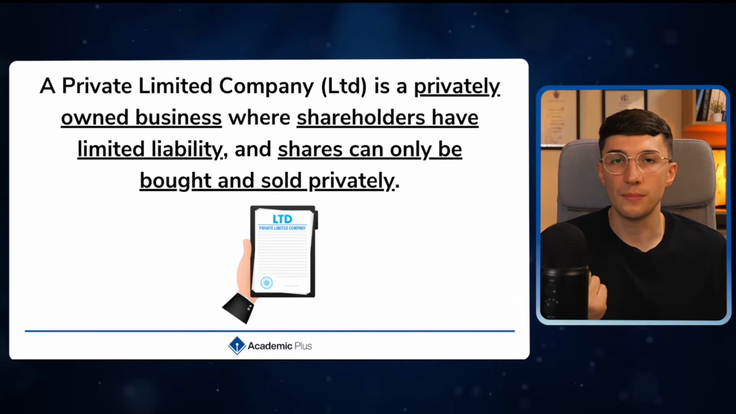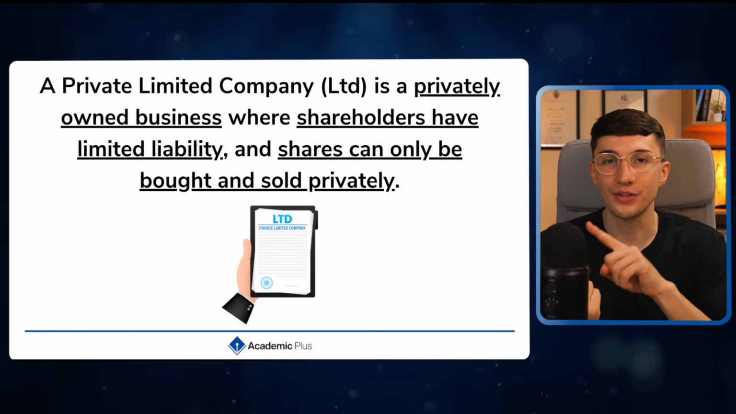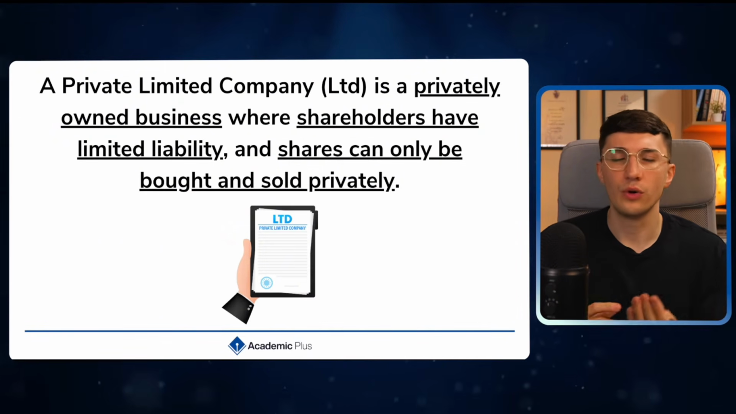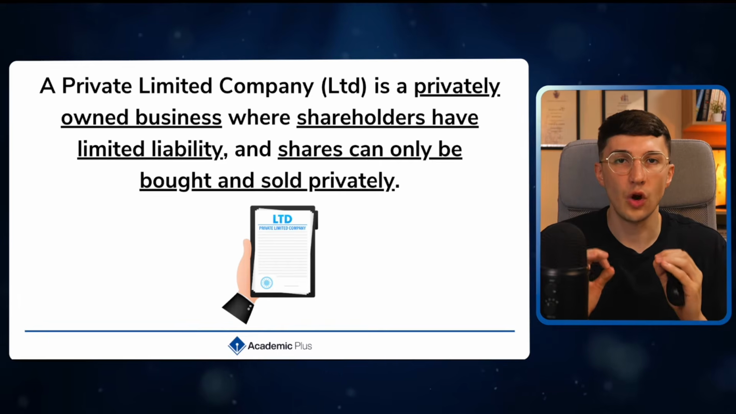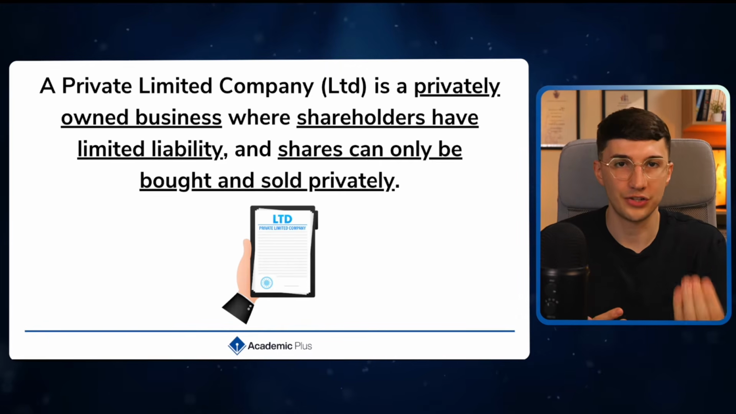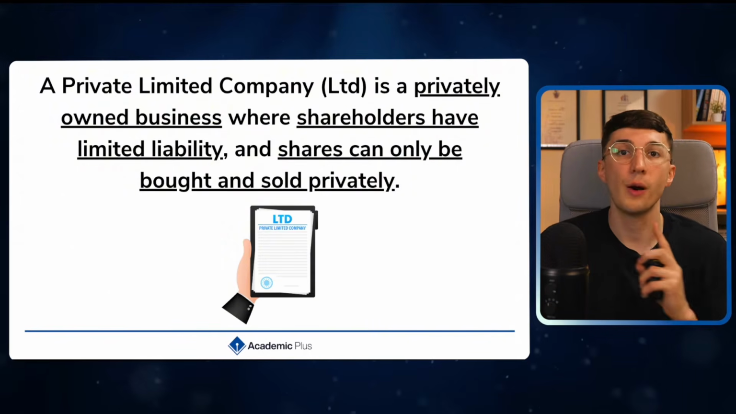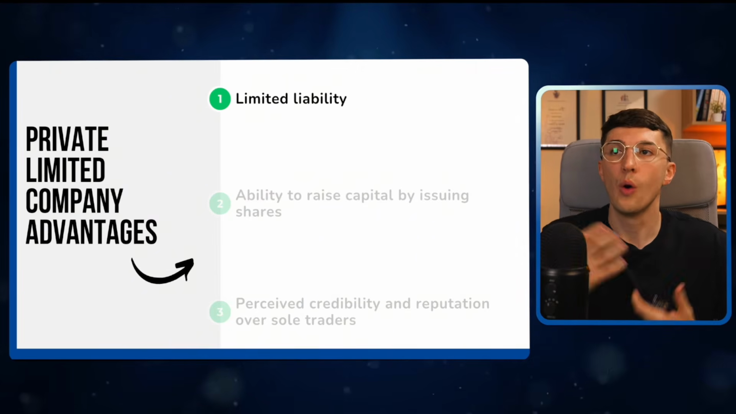So the owners of the business, called shareholders, are a separate legal entity to the business itself. And as the shares are only bought and sold privately, it means that we have a lot more control over who is buying our shares of the company, which is typically why you'll find most family-owned businesses are private limited companies. Now, what's the benefit?